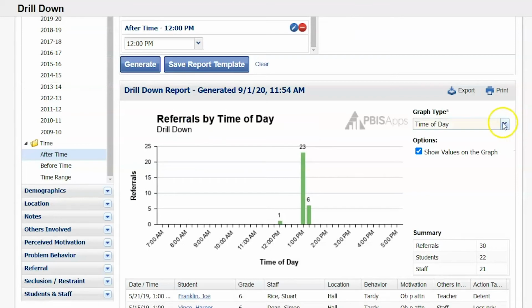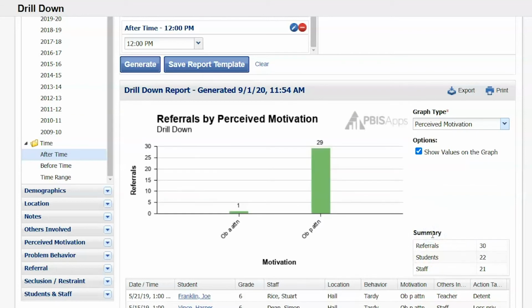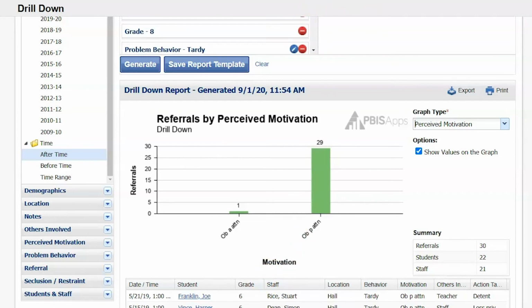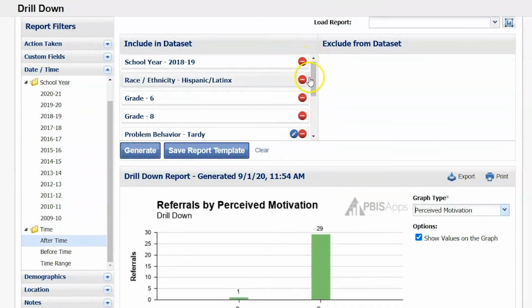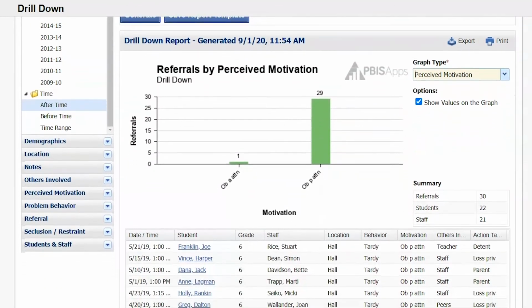Now I know the who, what, when, and where. I just need to know why the students seem to be late to class. I'm going to change the graph type to perceived motivation. It looks like for the most part we have obtaining peer attention. All that's left is to put all of this together into our precise problem statement. We have 6th and 8th grade Hispanic Latinx students receiving referrals for being tardy after lunch when they're hanging out in the hallways to obtain peer attention. Now that is something our team can focus on and probably do something about.